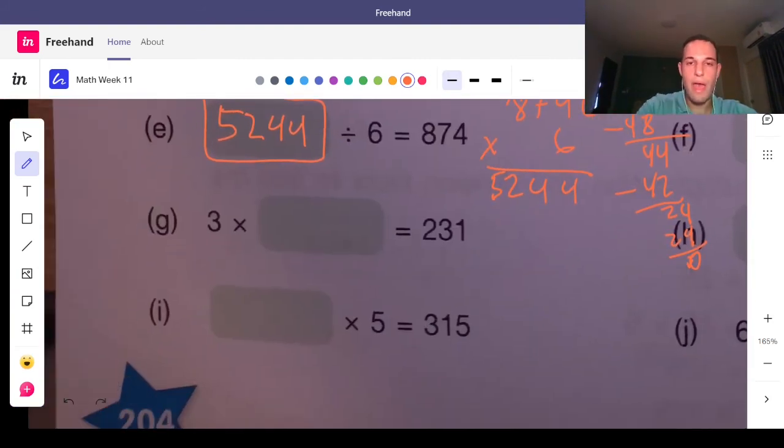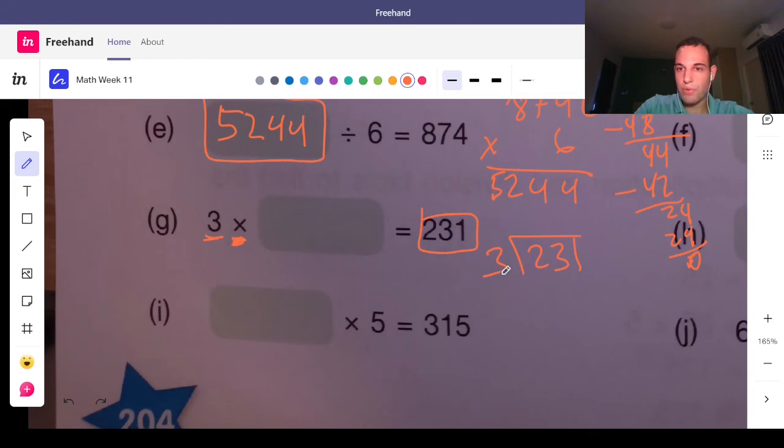Next up, we have 3 times what equals 231. Now we're doing multiplication. So can you guess what we have to do now? Are we going to multiply this number or divide this number by 3? That's right, we are going to divide. So it's going to be 231 divided by 3. Okay?